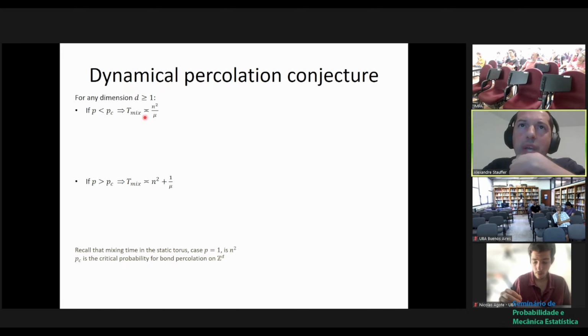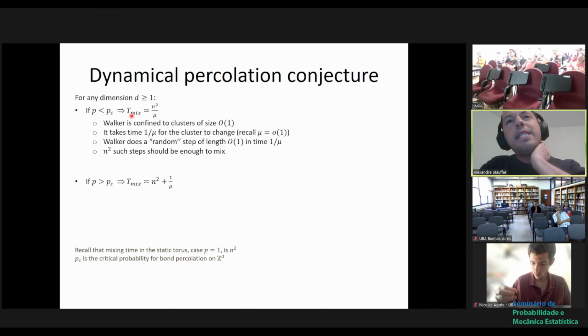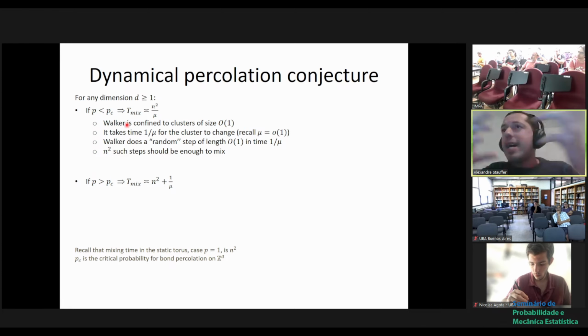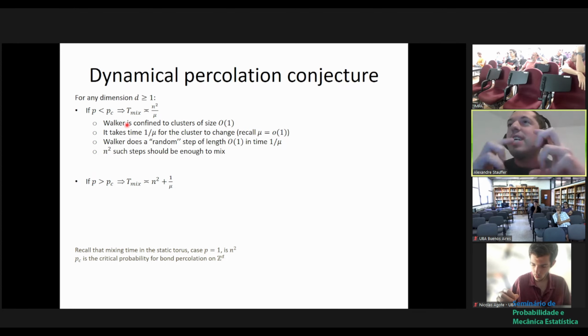Let me tell you why we expect this. The idea is the following. We're in the subcritical case here, so all clusters of open edges are small. Typically the walker is confined to a cluster of size of order 1. Since mu is going to 0 with n, no edge of this cluster refreshes, while the walker is moving everywhere inside this cluster. It's essentially mixing inside this small finite cluster before anything can happen at the boundary that allows the walker to do something different.